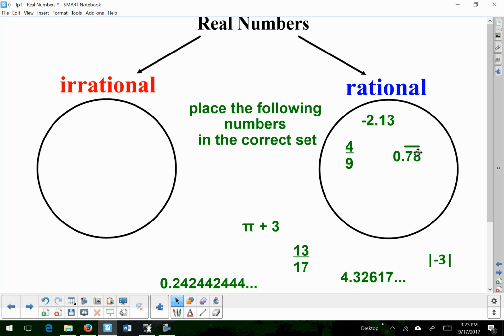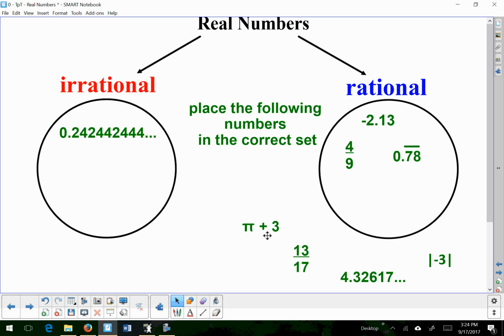0.78787878, so that's rational. How about this one here? It goes on forever and ever, and it looks like it has a pattern, 2, 4, 2, 4, 4, 2, 4, 4, 4, 2, 4, 4, 4, right? I think I know what's coming next, but is it the same as what came before? And the answer is no. It's not the same pattern each time. So that's irrational.